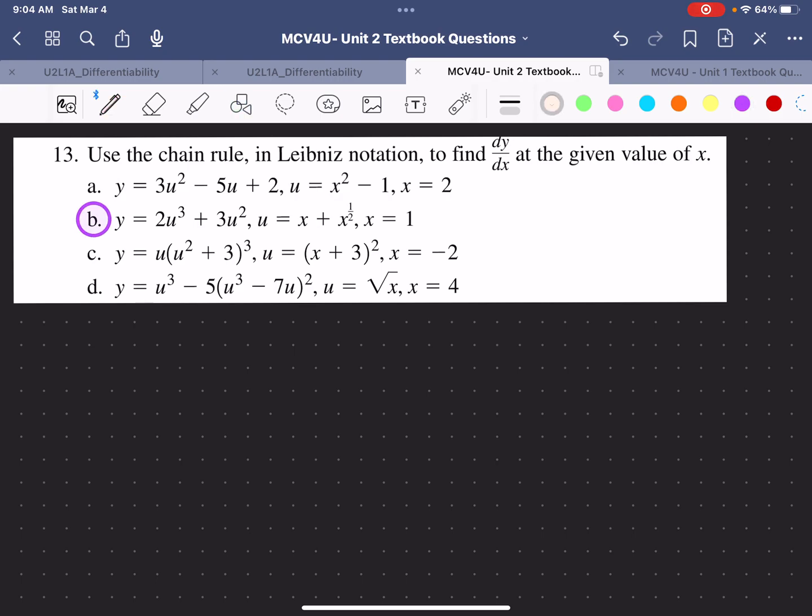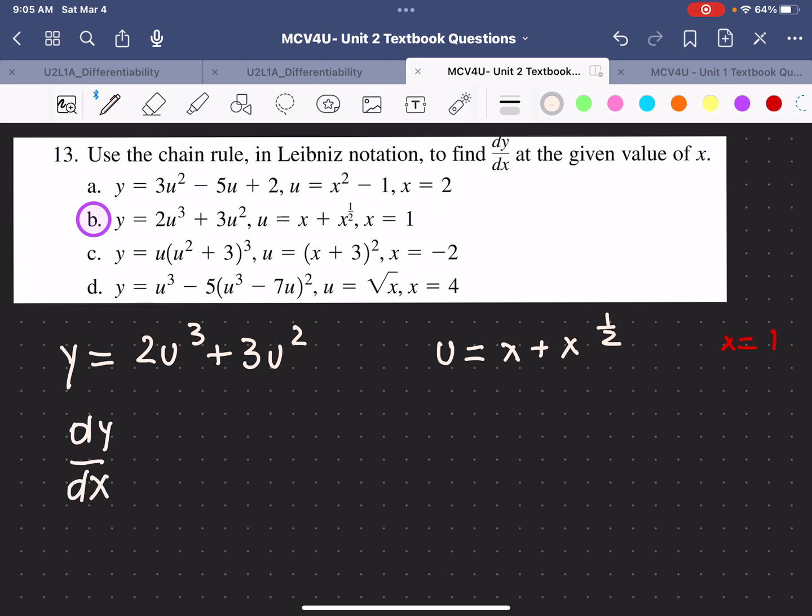So we have function y equals 2u cubed plus 3u squared. Function u is x plus x to the power 1 over 2. We're evaluating this at x equals 1. So let's get started. dy/dx equals dy/du times du/dx.